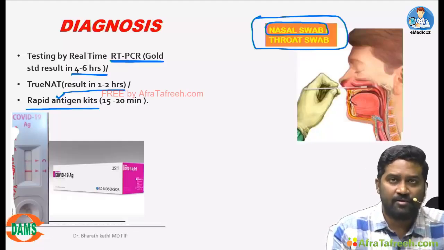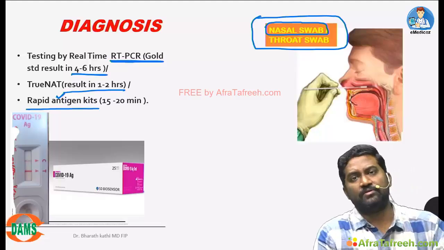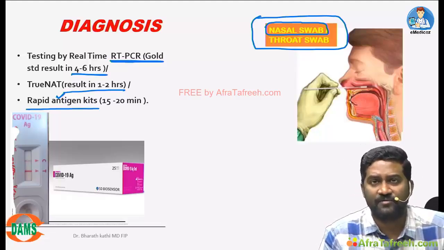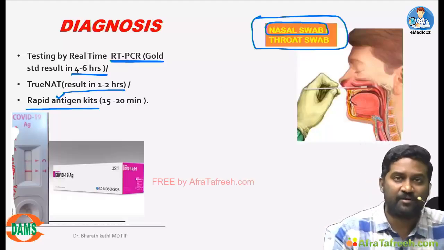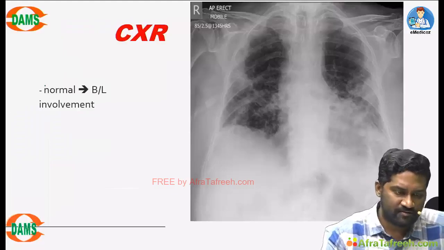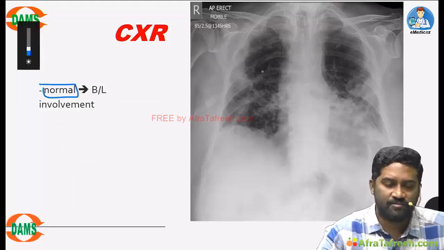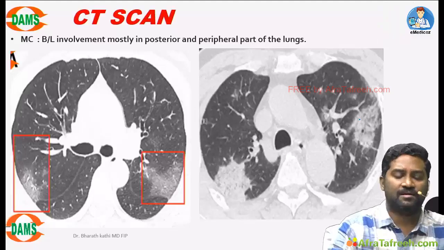Coming to the radiology, initially the chest X-ray might be normal. Later you can see an interstitial pattern, bilateral haziness. Because this is a viral pneumonia, it will generally have an atypical pattern of presentation. Initially normal, later you can see some bilateral involvement. You can see in this image, students, there is a haziness here and there. So haziness here and there can be bilateral involvement.